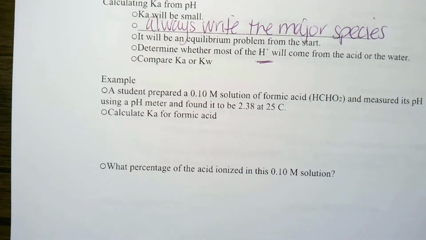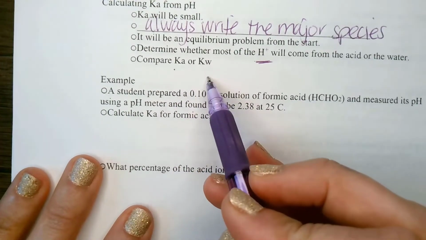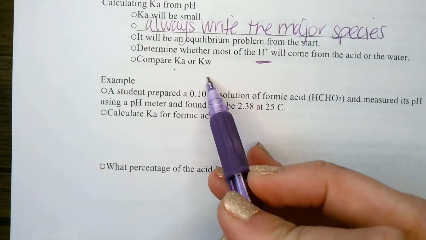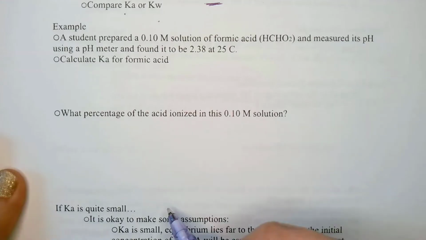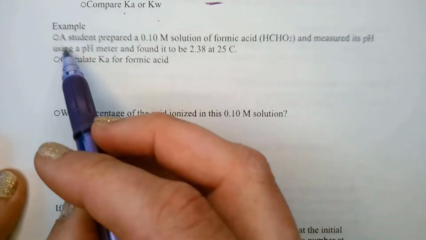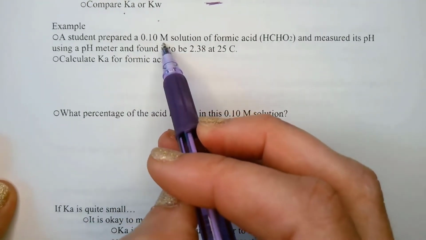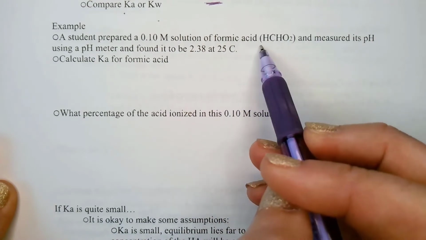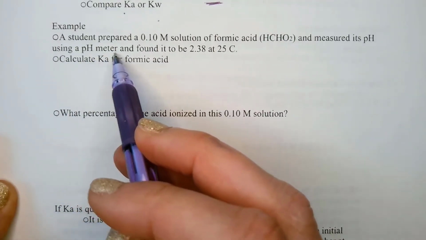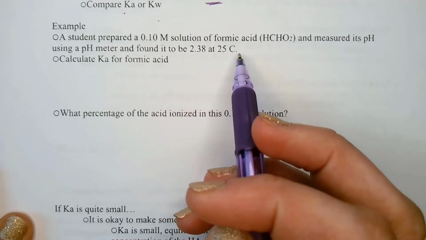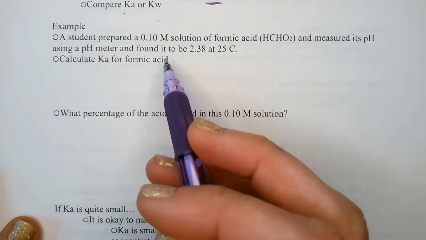And then we can compare Kas to Kws to determine if a solution will end up to be acidic. Now let's put this into an example. So here we have a student prepared a 0.1 molar solution of formic acid and measured its pH using a pH meter at equilibrium and found it to be 2.38. So calculate the Ka for formic acid.